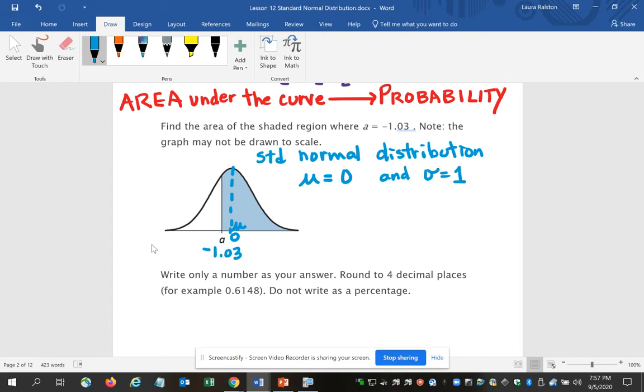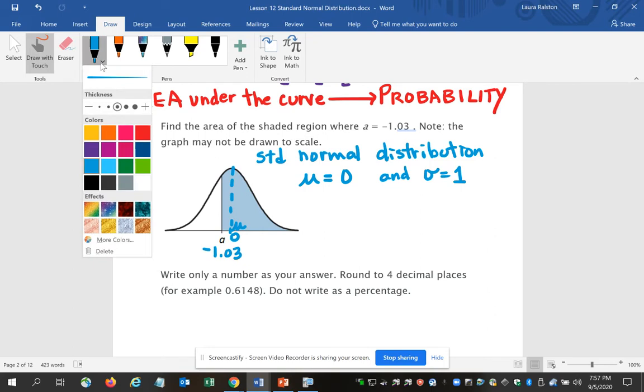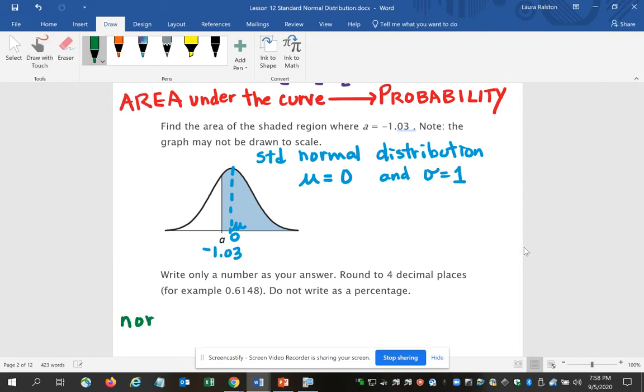But we want to find the area of this shaded region. It's a normal distribution, so I'm going to use my calculator. Now again, if I were doing this in olden days, I would have had to do a table. But since I have the calculator, the command is normal CDF. You always use the CDF because you want the cumulative. We want the area beginning at negative 1.03 all the way up to the end.